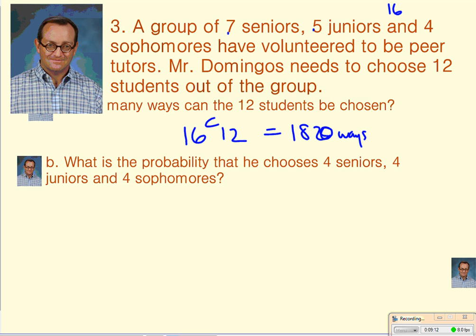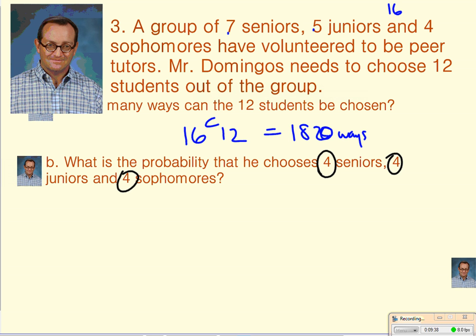So what's the probability that he chooses 4 seniors, 4 juniors, and 4 sophomores? Okay, so here's where things get a little bit trickier. He's got to choose 4 seniors. Doesn't matter if he gets picked first or last. You're still choosing a senior. Then you have to pick 4 juniors and 4 sophomores. Well, here's how that works. Each one is another little mini combination within a bigger scope of the problem.